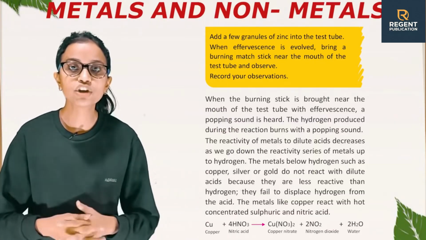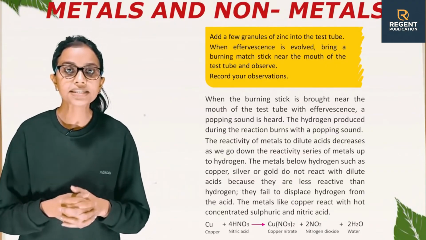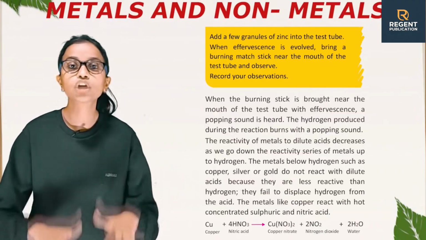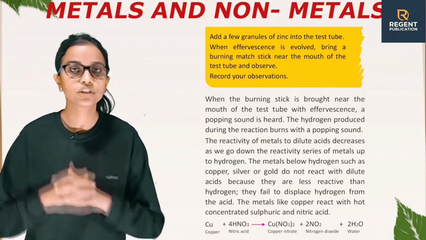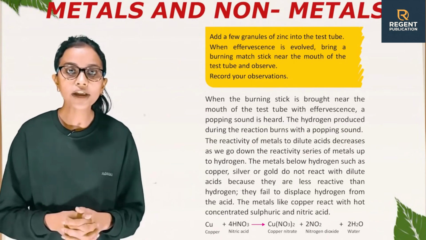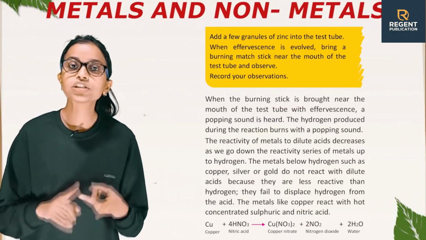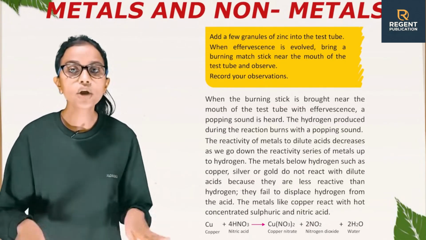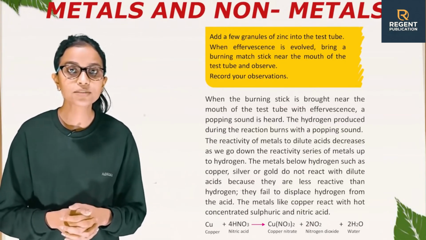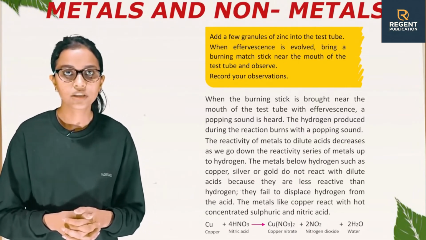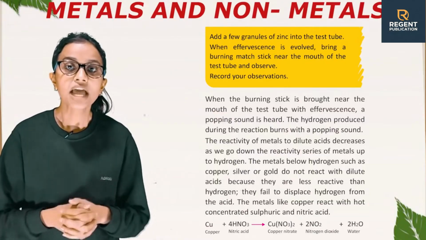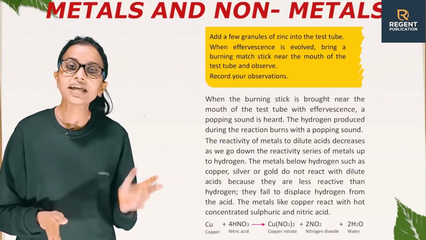The reactivity of metals to dilute acids decreases as we go down the reactivity series of metals up to hydrogen. The metals below hydrogen such as copper, silver or gold do not react with dilute acids because they are less reactive than hydrogen. They fail to displace hydrogen from the acid.